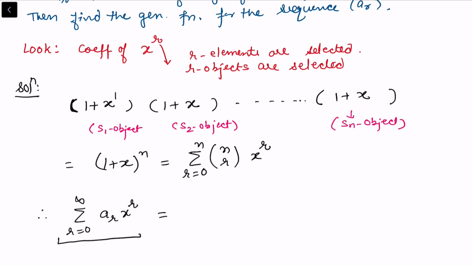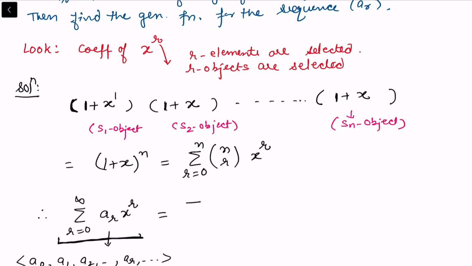So whenever we multiply this, you can see the first term is 1. When you multiply, r equal to 0, a naught will give me the coefficient corresponding to x to the power 0. A naught will be 1. So basically this is the sequence that we are expecting, a_r and so on.